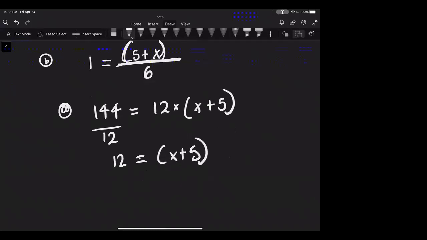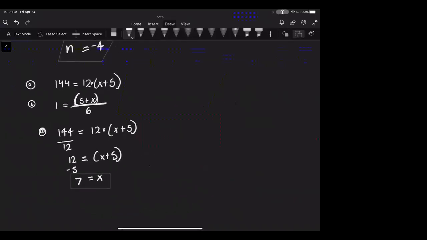Is anything adding or subtracting? There's adding. So what's the opposite of adding? Subtracting. So we're going to subtract 5 from 12. And that gives us 7 is equal to x. Is anything dividing or multiplying with x? No. Is x by itself? Yep. That's how we know we've solved the question. And that's our answer. Okay, and let's go to question B.